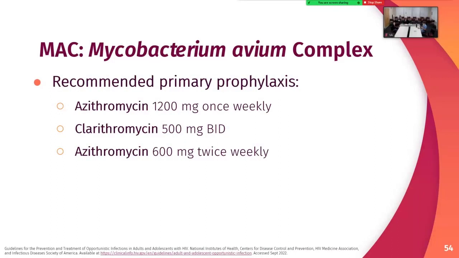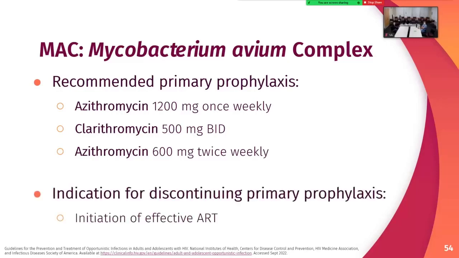So if a patient cannot be started on ART therapy and they do have a CD4 count less than 50 and are therefore indicated for the prophylaxis, we could recommend giving azithromycin, clarithromycin, or azithromycin twice weekly or once weekly. And then we should discontinue primary prophylaxis once that patient is started on ART therapy.